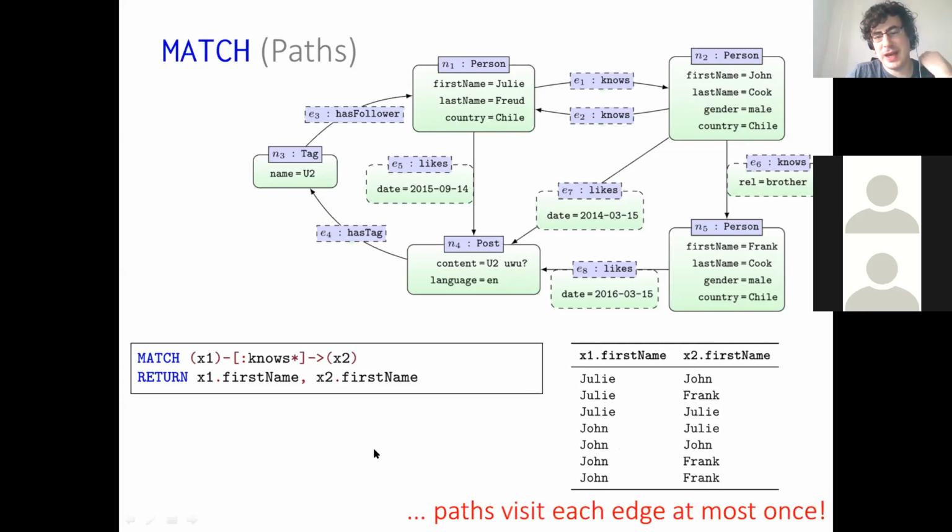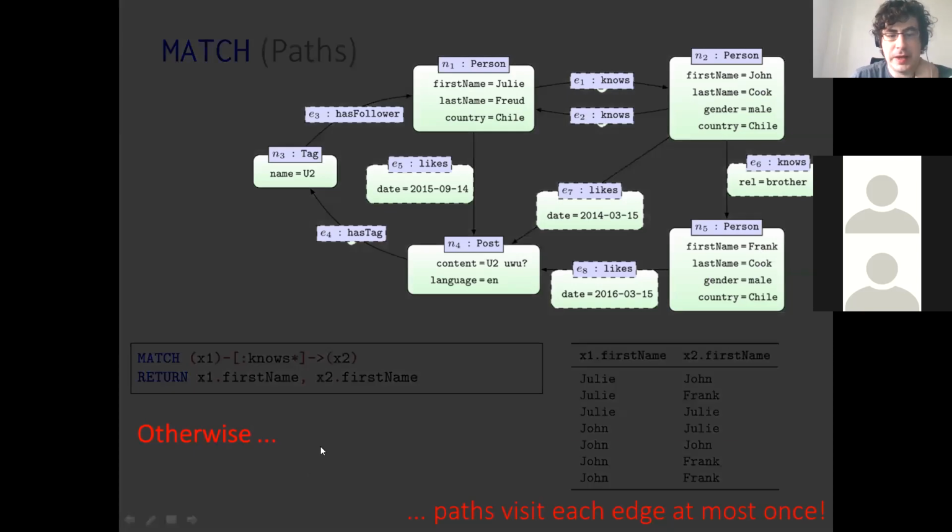So paths visit each edge at most once. This means we're not going to return John infinite times, because otherwise we could have John, Julie, John, Julie, John, Julie, John, and so forth, right? So we don't consider those cases. We don't have to return something like John John or John Frank an infinite number of times by traversing this infinitely, which is good. Otherwise, we could have infinite paths if we didn't have this restriction, as we could just keep looping around here as many times as we wanted.